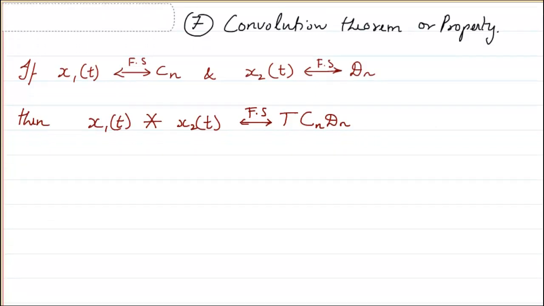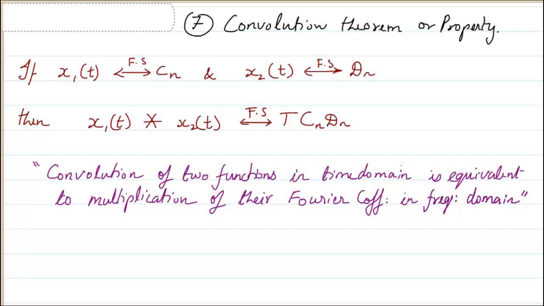This is also written as a theorem, and the statement basically is: convolution of two functions in time domain is equivalent to the multiplication of their Fourier coefficients in frequency domain. This is a very important property.